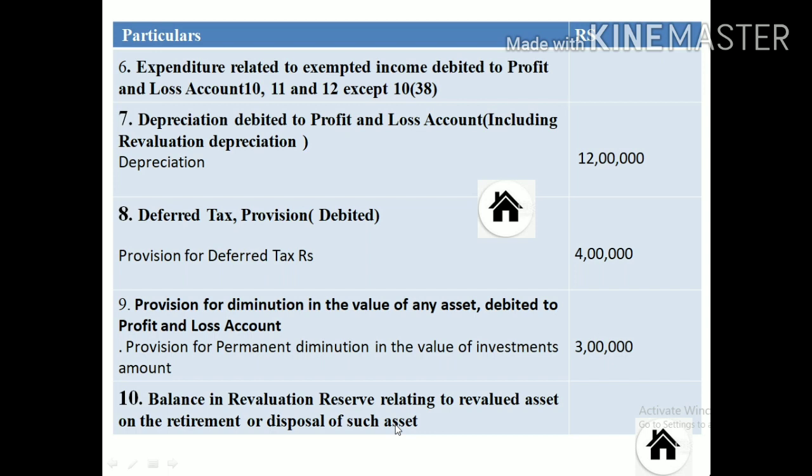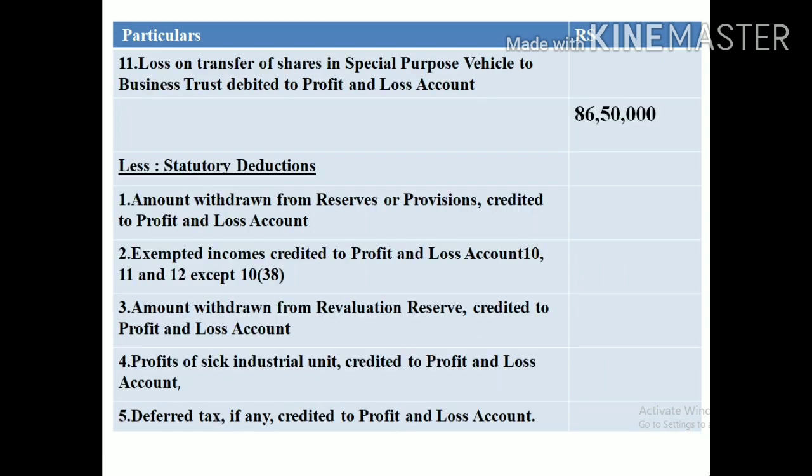The next one, balance in revaluation reserves relating to the revalued asset in the retirement or disposal of such asset. There is no entry here, so I am ignoring it. Then the 11th one, loss on transfer of shares in special purpose vehicle business trust debited to profit and loss account. There is no information, so I am not recording any amount here. With the summation of that, you will get 86 lakhs 50,000.